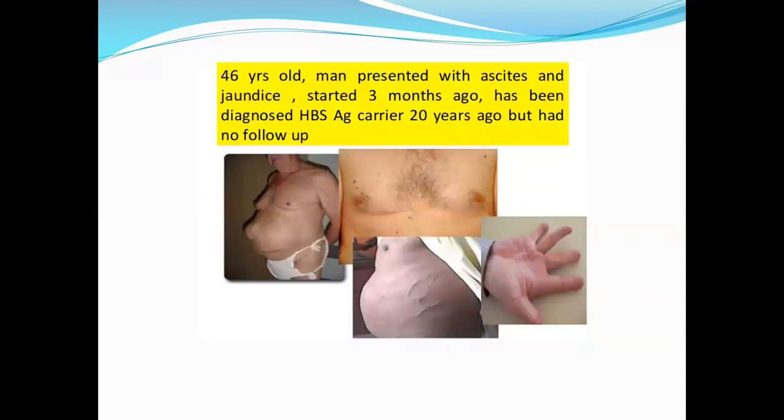A 46-year-old man presented with ascites and jaundice, started 3 months ago. He was diagnosed with hepatitis B 2 years ago but had no follow-up. So in this case, advanced liver cirrhosis is due to chronic hepatitis B. Chronic hepatitis B infection leads to liver cirrhosis and develops all the stigmata of liver cirrhosis. As you see, there is gynecomastia, ascites with palmar erythema and Dupuytren's contracture of the finger.